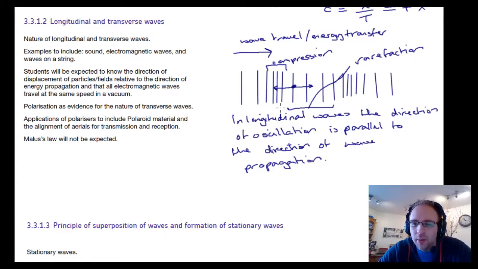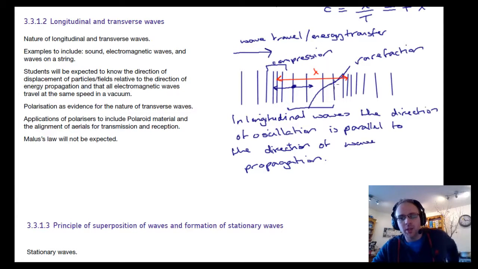We can also measure wavelength. So in order to measure wavelength, I'm going to use a different colour to make it clearer. It's easiest to go from the centre of one compression to the centre of the next compression. That would give you your wavelength. It's just easiest to do it that way because depending on the diagram, it's quite difficult to see where the centre of a rarefaction is. You can do it from any position to any adjacent position, but I find it easiest to go from the centre of one compression to the centre of another compression.